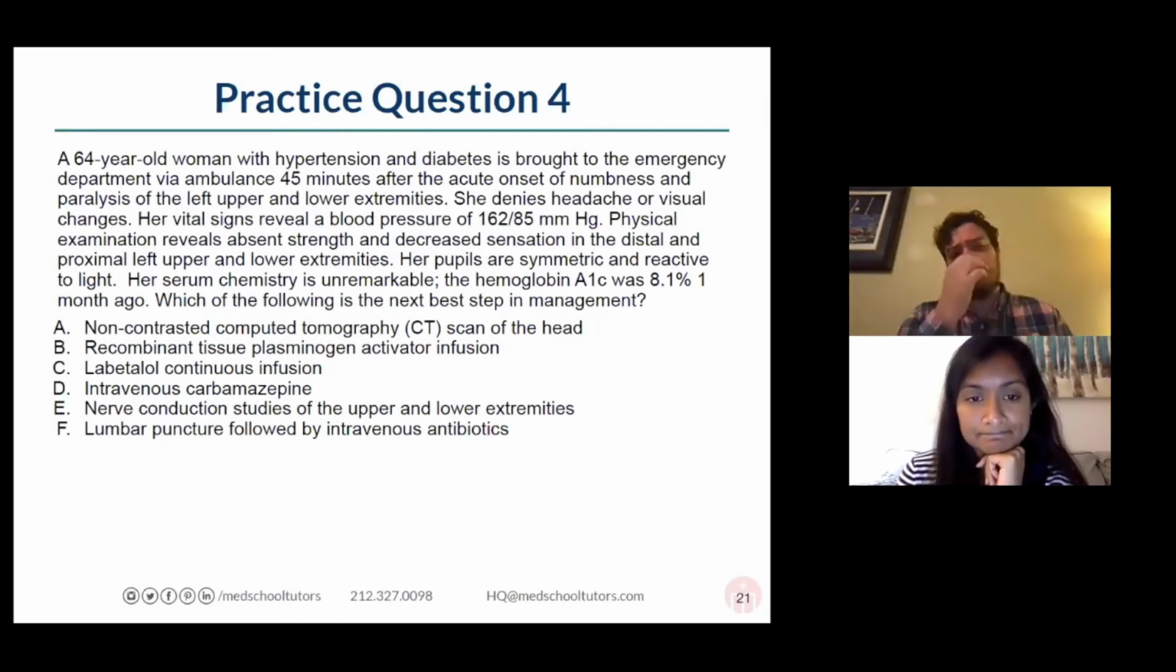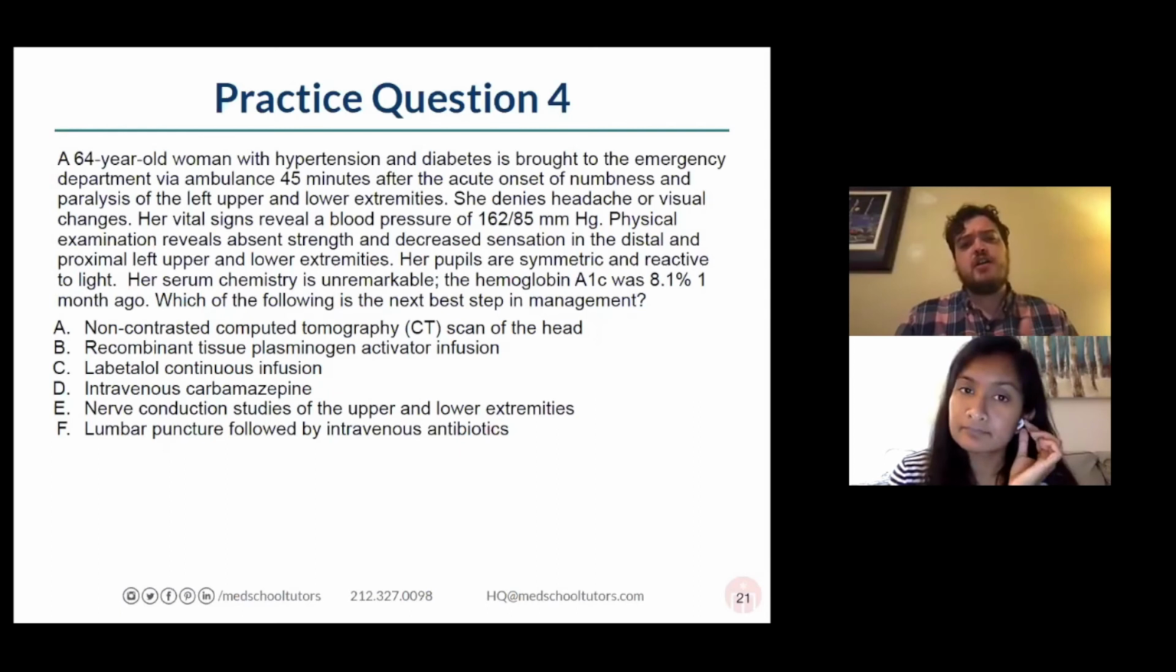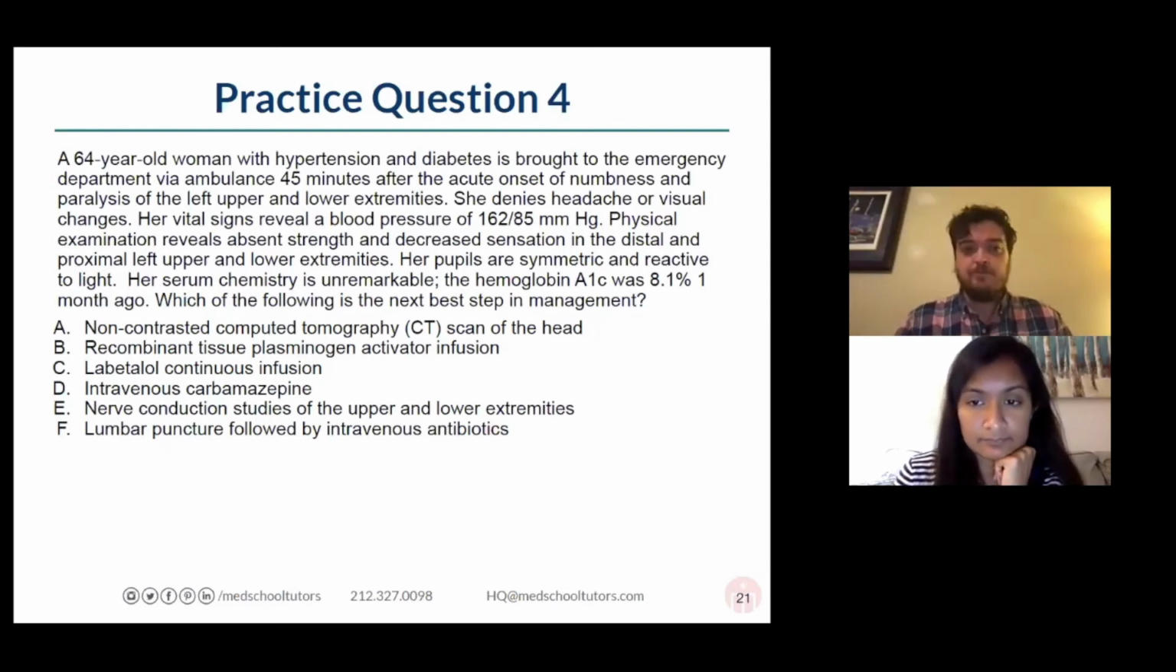So let's look at our answer choices here. So A, non-contrasted computed tomography scan of the head, so a non-con CT of the head. B, recombinant tissue plasminogen activator infusion. C, labetalol continuous infusion. D, intravenous carbamazepine. E, nerve conduction studies of the upper and lower extremities. And F, lumbar puncture followed by intravenous antibiotics. So when I'm thinking through this, I'm thinking, is this patient in imminent life-threatening danger? Well, potentially.